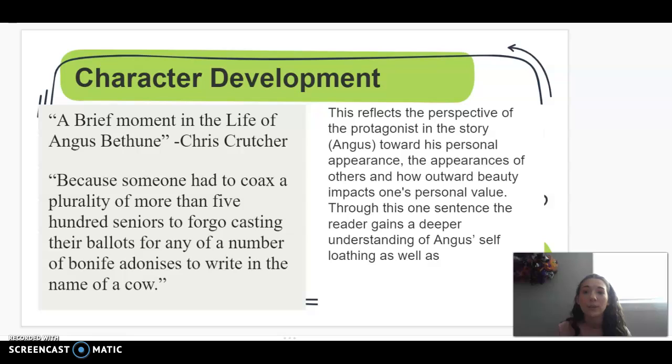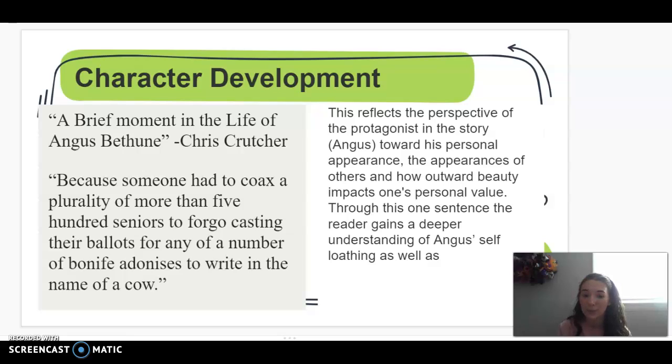So this reflects on the perspective of the protagonist, who in this story is Angus, and toward his personal appearance, the appearances of others, and how outward beauty impacts one's personal value. Through this one sentence, the reader gains a deeper understanding of Angus's self-loathing as well as his deep desire to look like others.